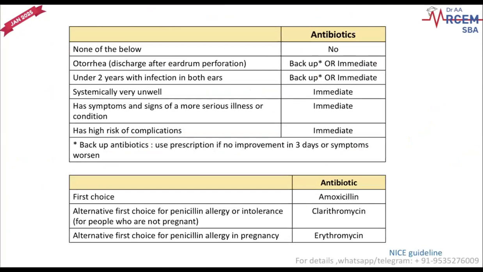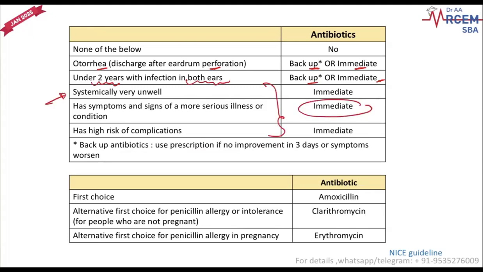So how do we deal with this? Do we prescribe antibiotics for everyone? No, we do not prescribe antibiotics for everyone. There is a nice guideline you need to be aware of. If the patient is having discharge, it is associated with a perforation. Discharge means there should be a perforation, otherwise you'll not be seeing any discharge in the external auditory canal. So if there is a discharge, then you can either give a backup or prescribe the antibiotics immediately. You need to take a clinical judgment. If this is under 2 years age group and both the ears are involved, again, backup or immediate you'll be giving.